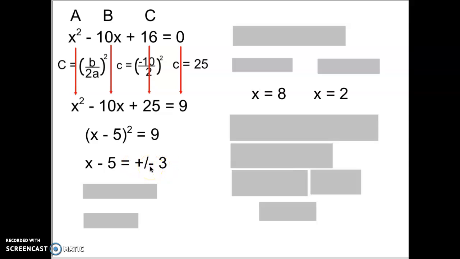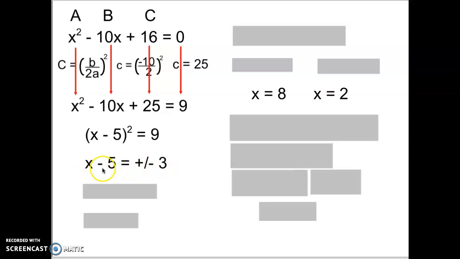Wait a minute. Mr. Anderson, I thought the square root of 9 is 3 because 3 times 3 is 9. Well, you're correct, and that's why it's positive 3. But if 3 times 3 is 9, and that's your reasoning, then doesn't -3 times -3 also equal positive 9? So the square root of 9 is actually plus or minus 3. So we have x minus 5 equals plus or minus 3.